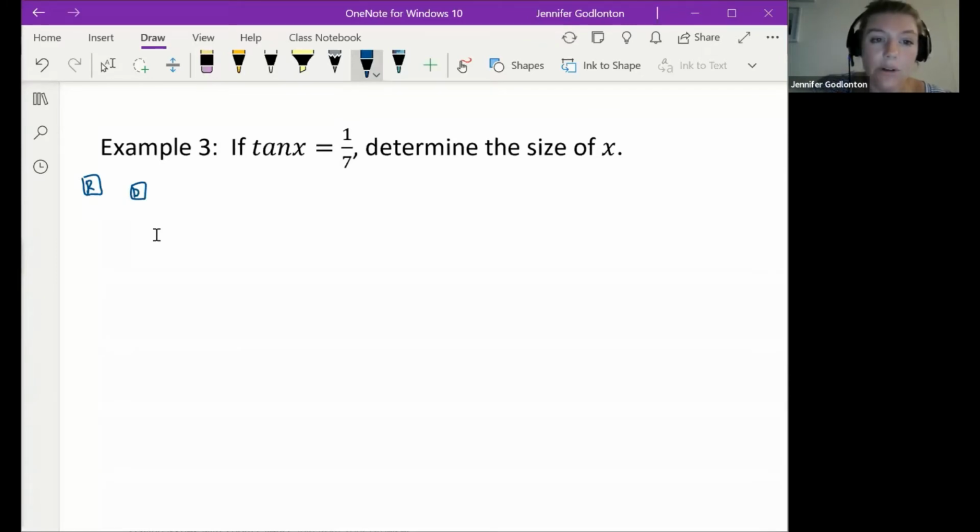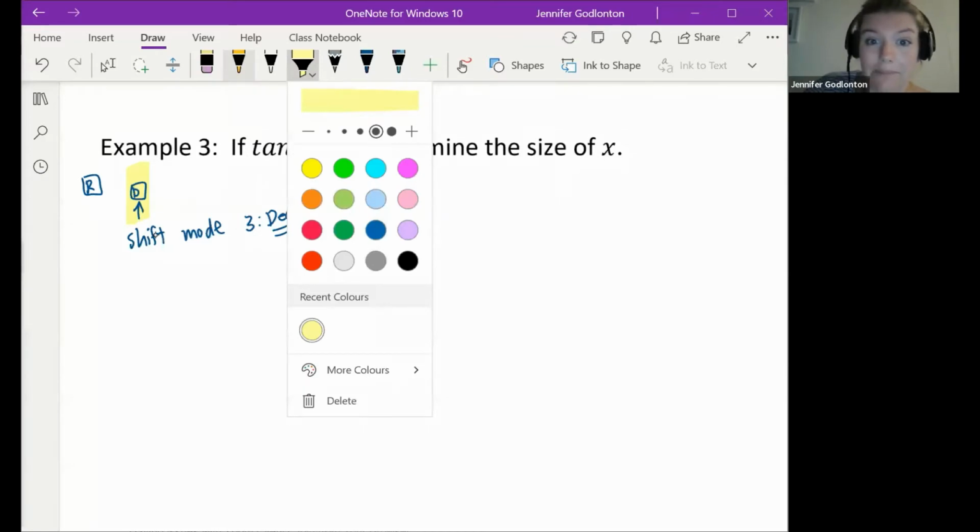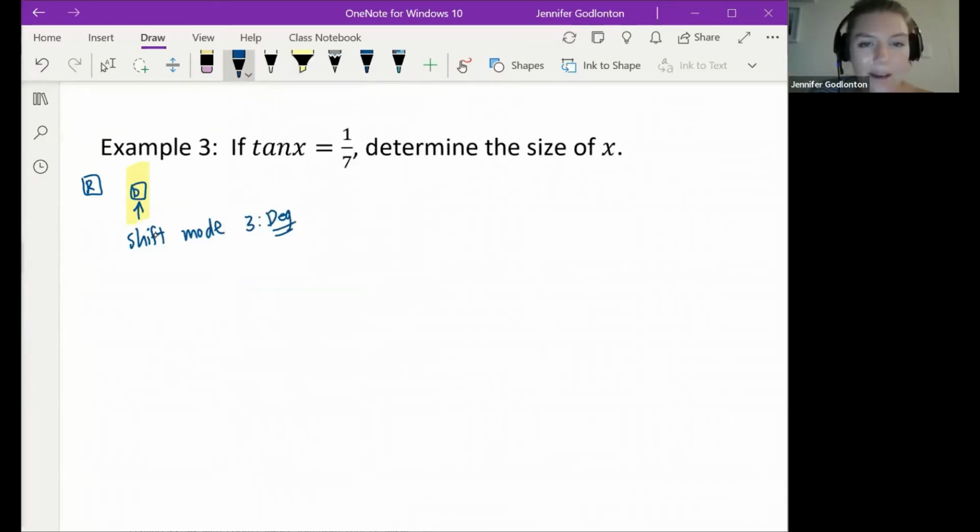So you want to get to D. Push shift mode, and then push whichever number on your calculator comes before where it says deg for degrees. On my calculator it's number 3. Then it should be in degrees. So if your calculator is giving you the wrong answers, it's probably because you're in radians, and we want degrees. Radians are very cool, though. They work with pi, which is cool. Let's go.